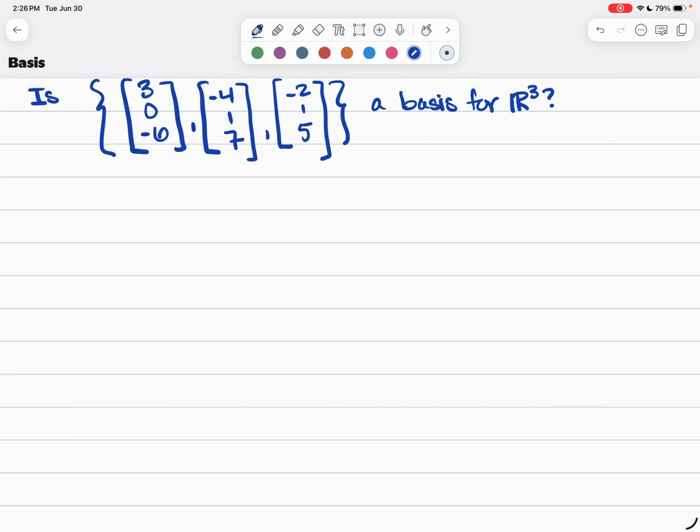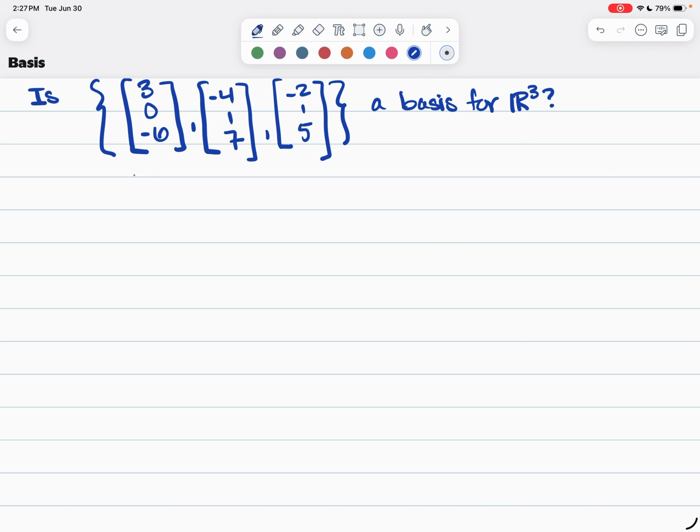Is this set of three vectors a basis for R3? There are two things that we need to check here. We need to know if these vectors are linearly independent, and we need to know if they span R3. So we actually get the answer to both of these in the same way, and not surprisingly, it's Gaussian elimination, because that's what we do in linear algebra.